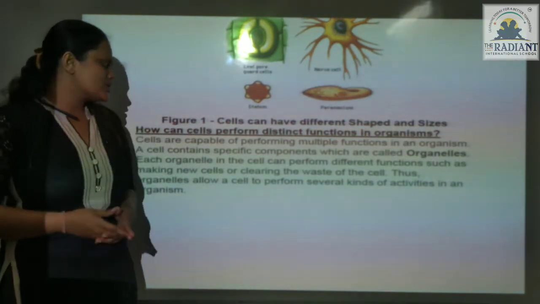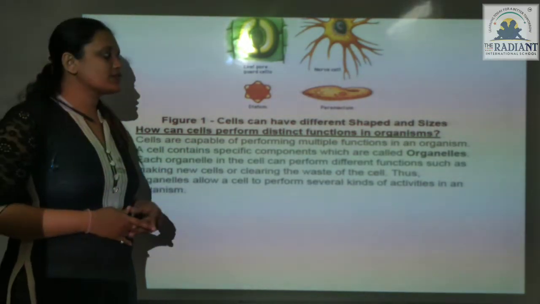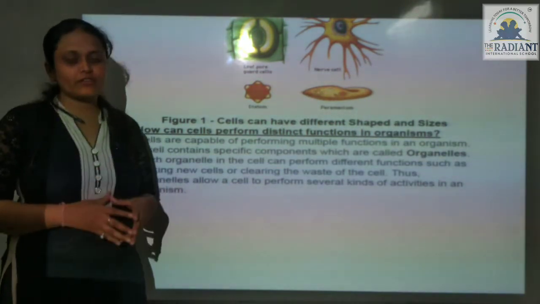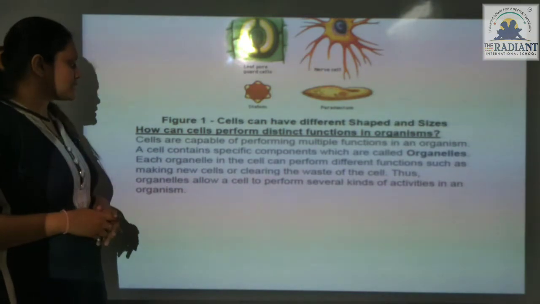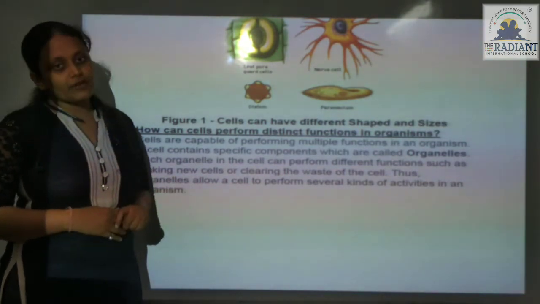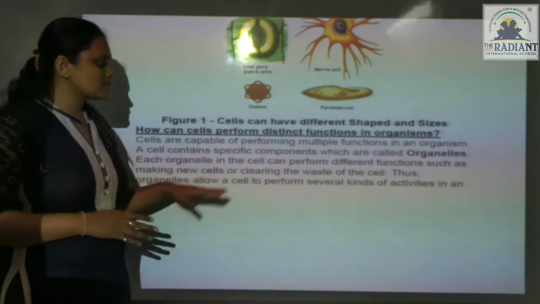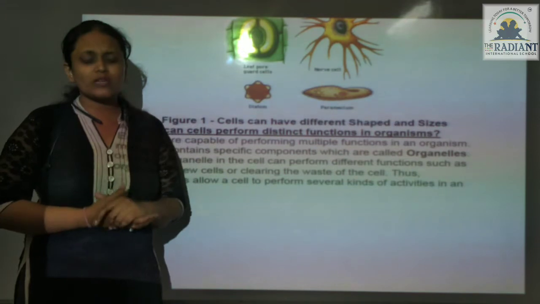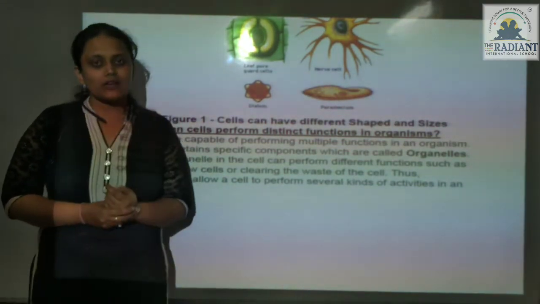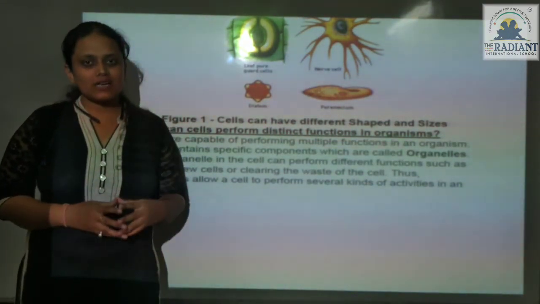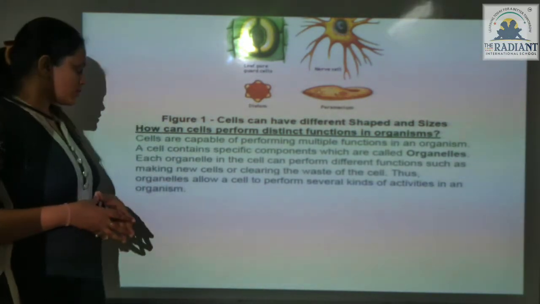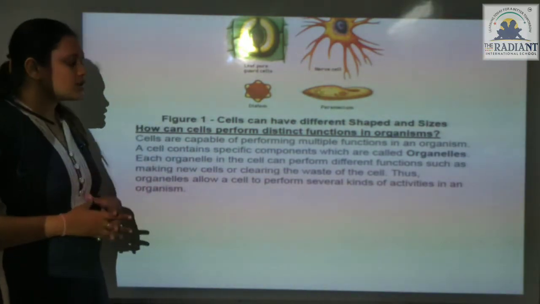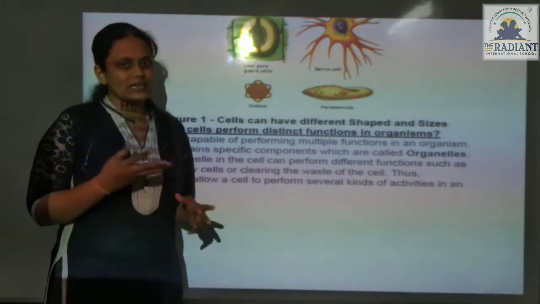So now we are going to see how cells perform distinct functions in organisms. That means how cells are responsible for performing different functions in an organism. So we can see here, cells are capable of performing multiple functions in an organism. A cell contains specific components which are called organelles, also known as cell organelles. And what does the cell organelle mean over here? The organs of the cell are termed as cell organelles. Okay. Now each organelle in the cell can perform different functions, such as making new cells or clearing the waste of the cell, etc. Okay.